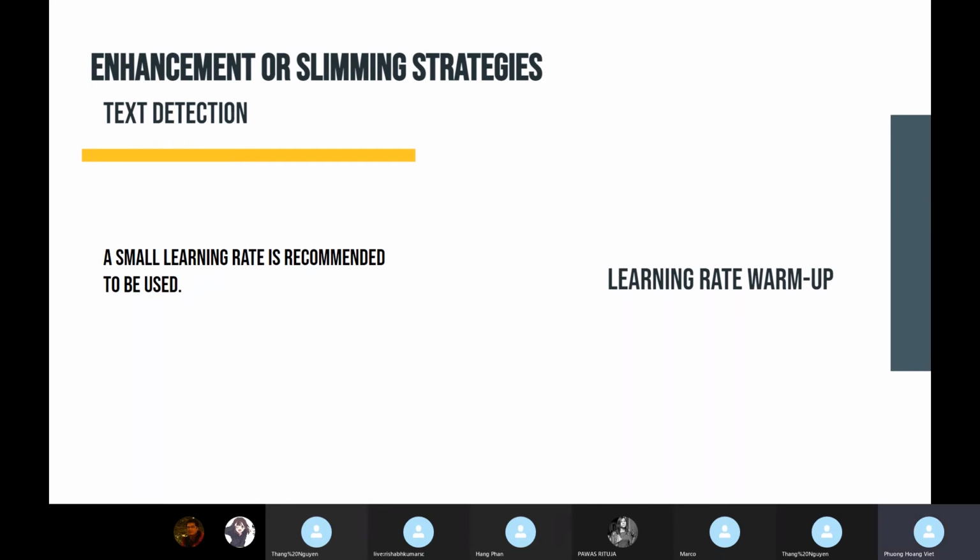About the learning rate warm up, this is taken from another paper in 2019, and it shows that if we use the learning rate warm up operation, it can help us improve the accuracy in image classification. And for text detection, these experiments show this strategy is also effective. They recommend that a small learning rate should be used.